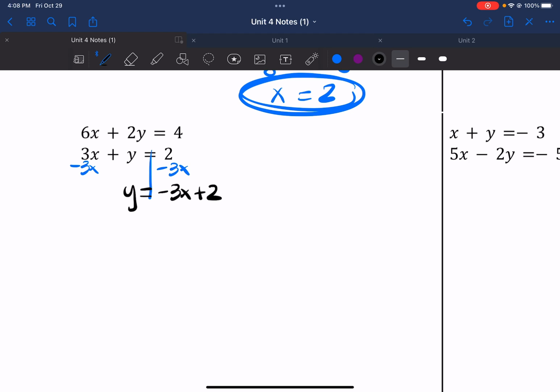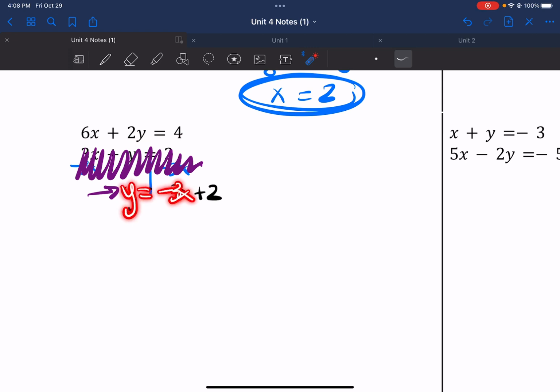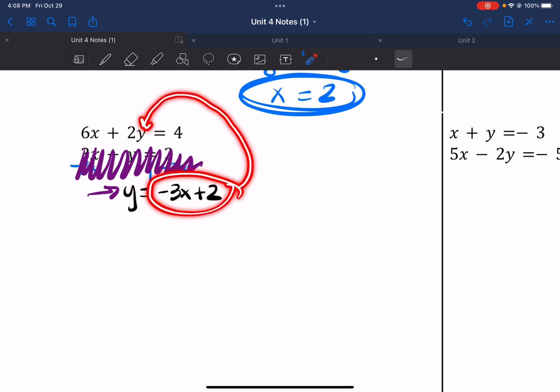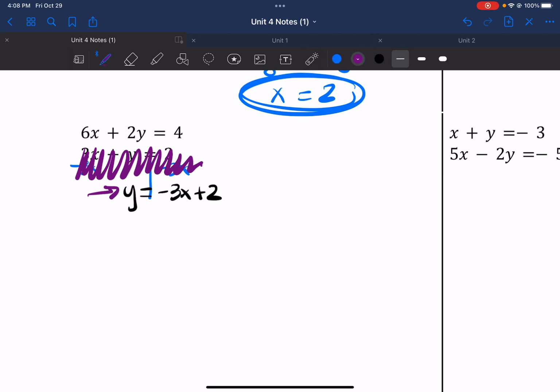All right, now how does that help me? Here, I'll just scratch this out because that's what gave me this equation down here. Now here are my two equations, right? Here's one equation, here's one equation. Look, if we know y equals -3x plus 2, well, let's just substitute this part into where y is, and then we can solve for x.